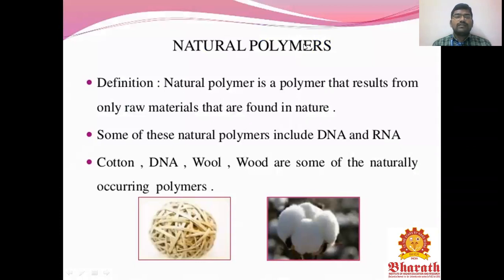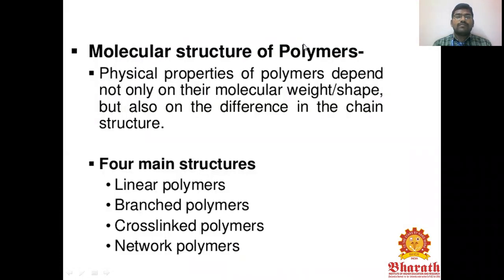Next one is natural polymers. The definition: a natural polymer is a polymer that results only from raw materials found in nature. Some of these natural polymers include DNA, RNA, cotton, and wool, and some naturally occurring polymers are used in preparing plastics.